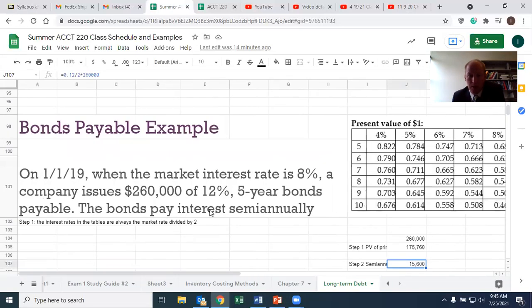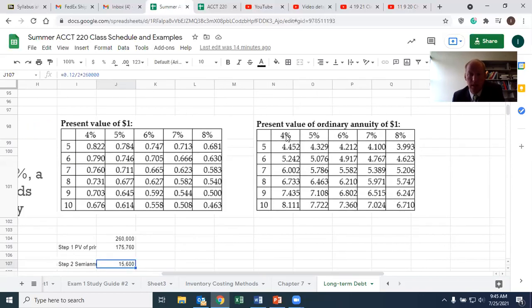And then how many payments are there? It's 5 years, so multiply that by 2, so 10. Okay, so 4%, 10 periods, 8.11. You see this? All of these are greater than 1, right? Because multiple payments are going to be worth more than just one payment, right? This over here, present value of $1, that was just one payment. These are multiple payments, okay?